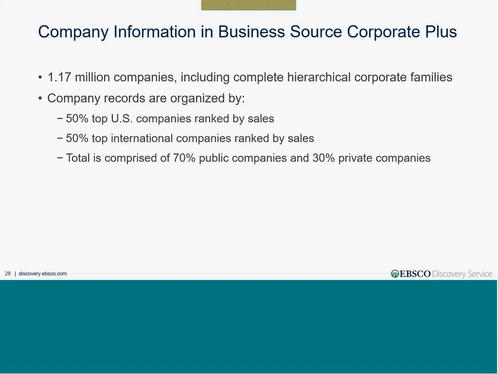We'll head over into the platform shortly, but the next few slides are really about some of the unique features on here. So I mentioned before, EDS is great, you can find the content. The database itself has some additional features that I wanted to cover in this session. The company information is a unique tab in Business Source Corporate Plus. It contains information on around 1.17 million companies, including the complete hierarchical corporate families. It means you can look for parents and subsidiaries in there. The records are organised by 50% top US companies ranked by revenue and 50% international ranked by revenue. The title is comprised of 70% public and 30% private.